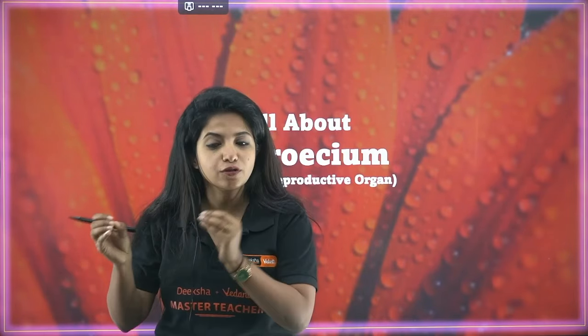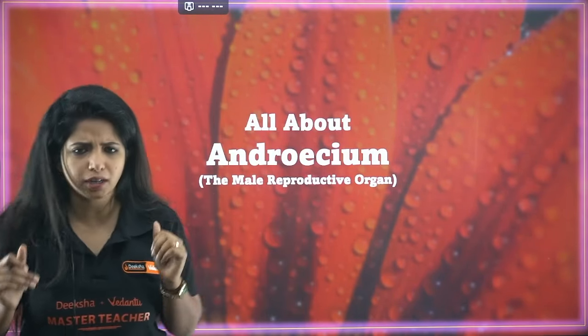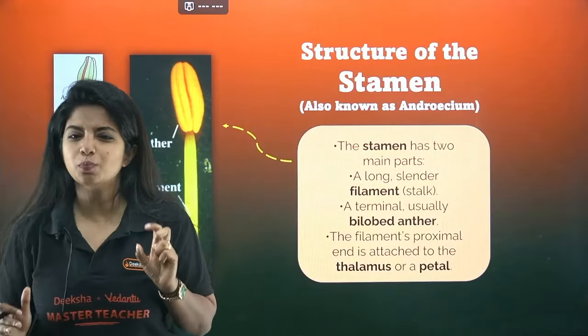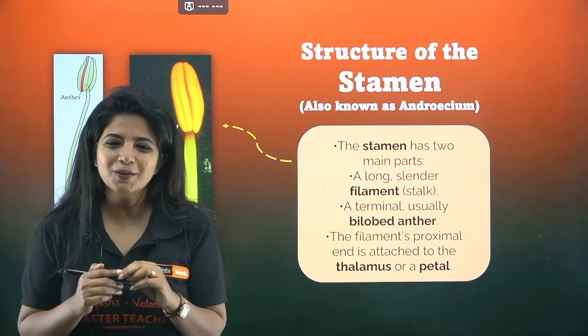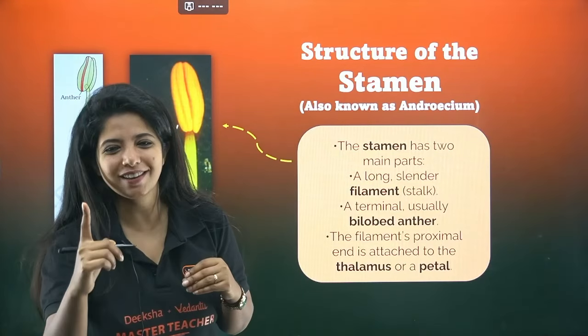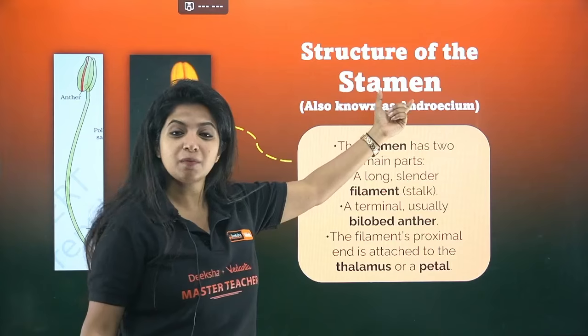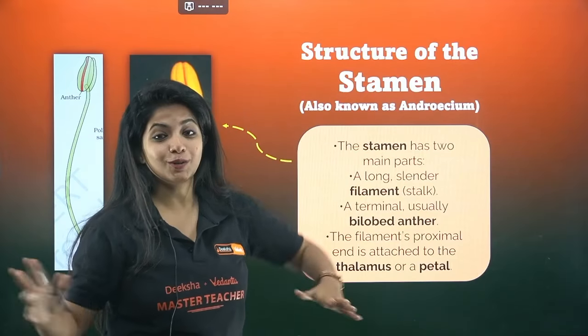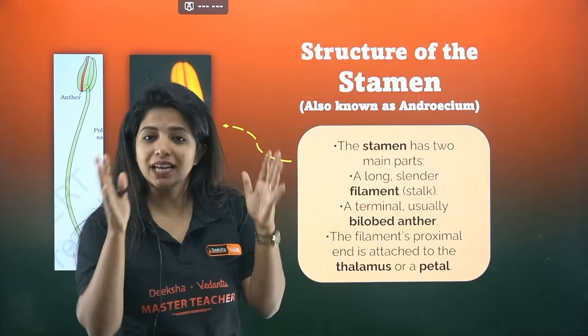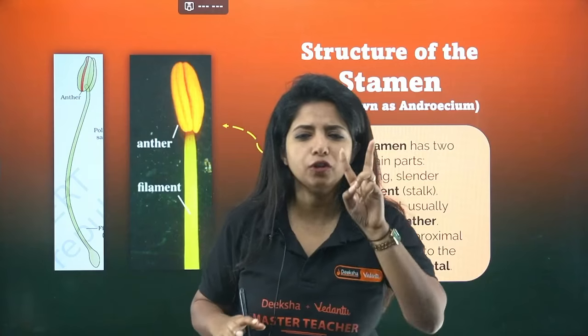Yeah, so androecium is a scientific name for the male reproductive part, and this androecium is made up of two things. Well, you know what? Androecium has also one more name, and that is stamen. So you can remember men as in male. So it is a male reproductive part. So this stamen or androecium is made up of two very important things.